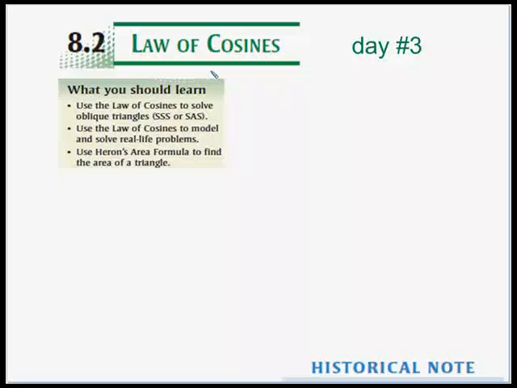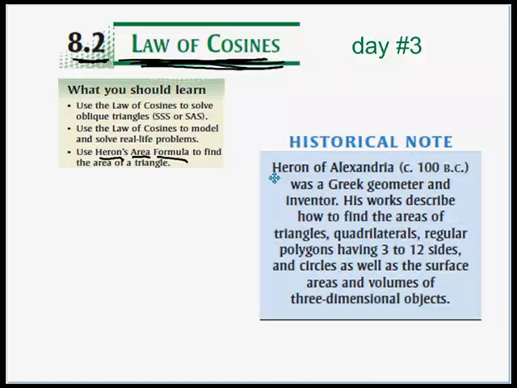Okay, this will wrap up Section 8.2, the Law of Cosines. One more quick thing to cover, and that's Heron's area formula. Now, who was this guy? Heron of Alexandria, about 100 BC. He was a Greek geometer and inventor.